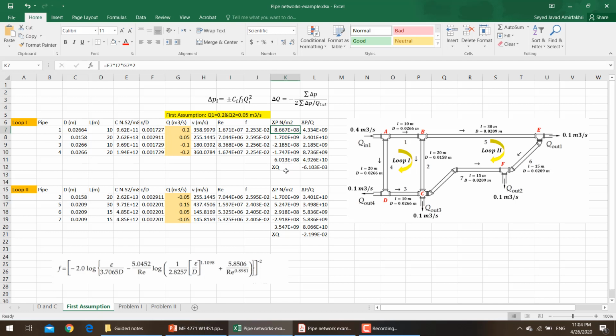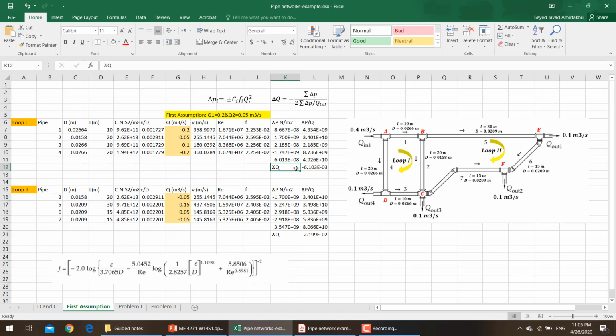Correct. So you can find the delta P for each pipe, and then you can calculate the sigma of delta Pi in loop 1 and sigma of delta Pi in loop 2. The next step, you need to find the delta P over Q, correct? You have the delta P, you have the Q, so you can calculate it. Keep in mind that this term is always positive because delta P and Q have the same sign. So when you calculate the delta Pi, you need to calculate the sigma delta Pi over Qi, and then eventually you can calculate the delta Q for each loop.